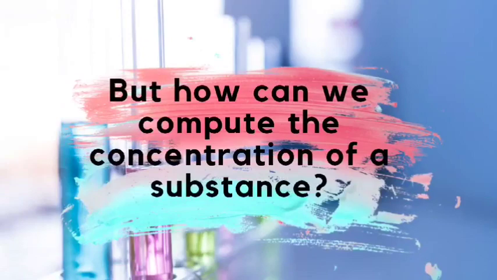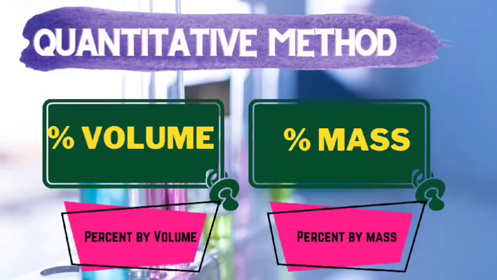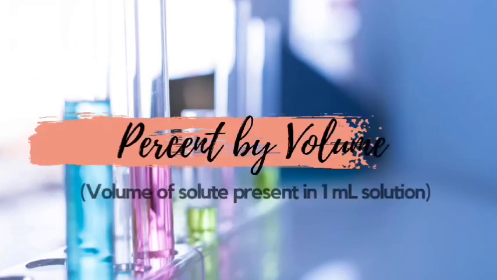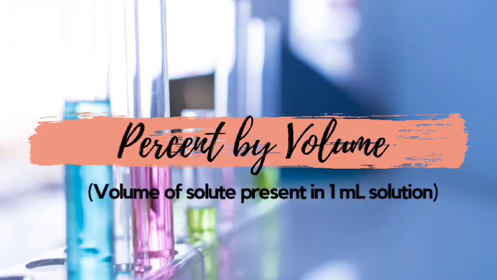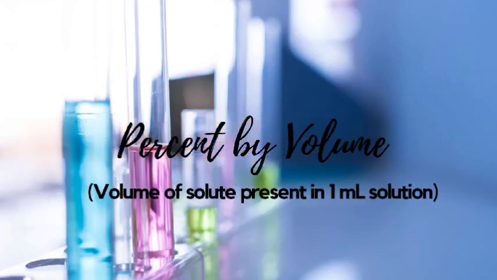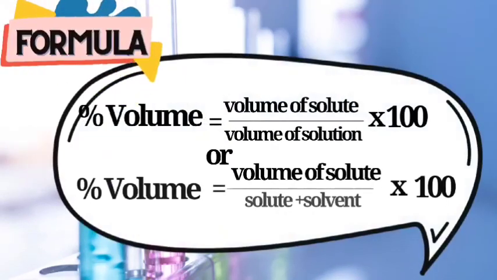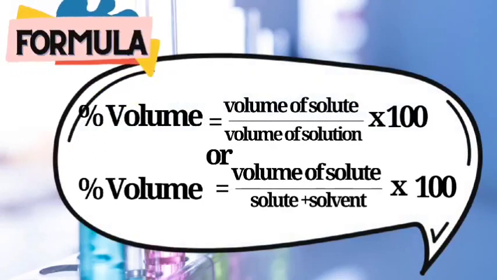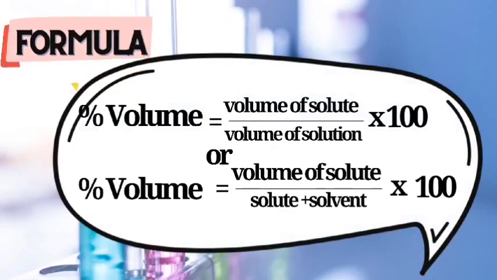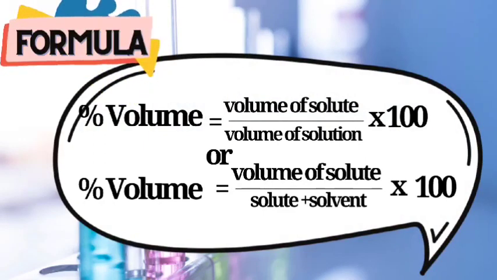But how can we compute the concentration of a substance? Yes, we will compute the concentration of the substance using this quantitative method, the percent by volume and the percent by mass. Let's proceed to the percent by volume or the volume of solute present in 1 milliliter of solution. Here's the formula. Percent volume is equal to the volume of solute all over volume of solution multiplied by 100, or the volume of solute all over the sum of the solute and the solvent multiplied by 100.